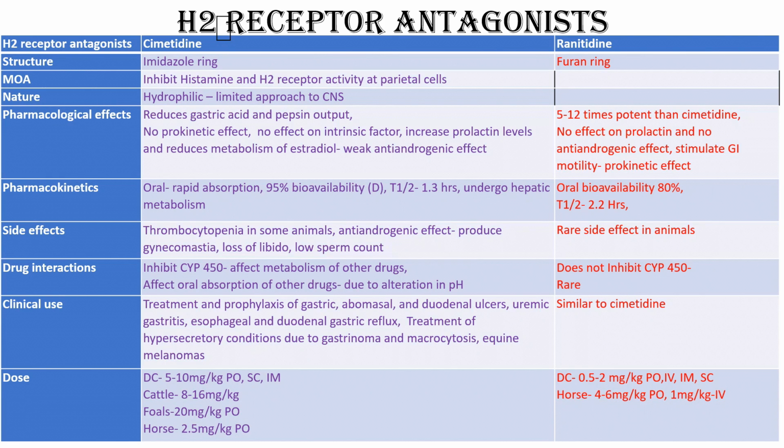But ranitidine is more potent than cimetidine in reducing gastric acidity, around 5 to 12 times more potent. Another differential point is that ranitidine does not have any effect on prolactin, and it doesn't have any anti-androgenic effect. We already discussed that cimetidine has an anti-androgenic effect. It may produce gynecomastia, it may affect sperm count, it may reduce libido, or sometimes produce impotency, but ranitidine doesn't have any such effects.